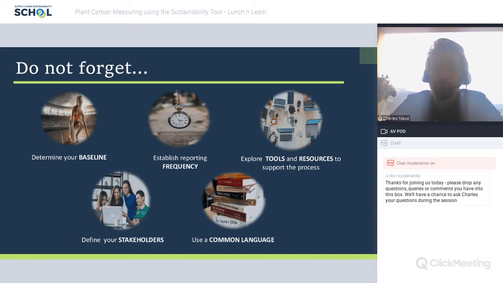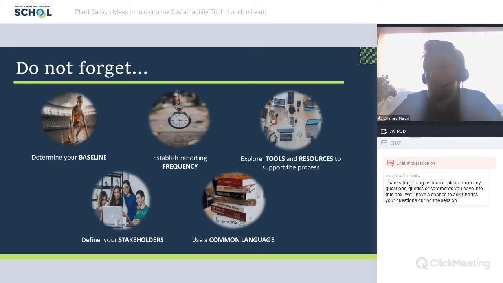As I mentioned before, explore the tools and resources to support the process, software applications, workshops for upskilling that you need to provide for your employees or your colleagues or your supply chain. Defining your stakeholders is a key one as well. It's understanding who you're going to report to.